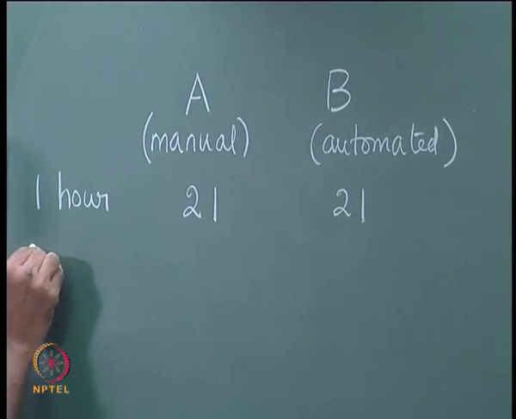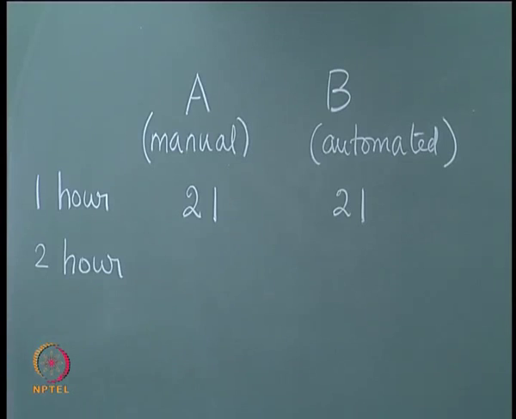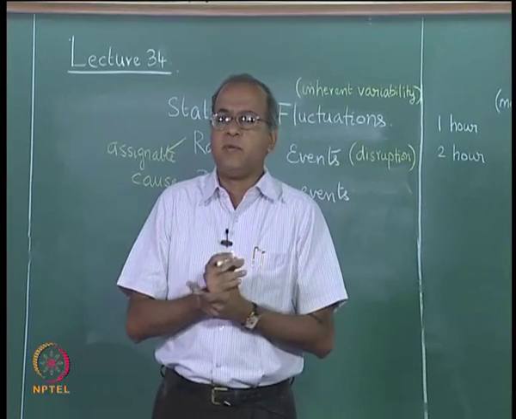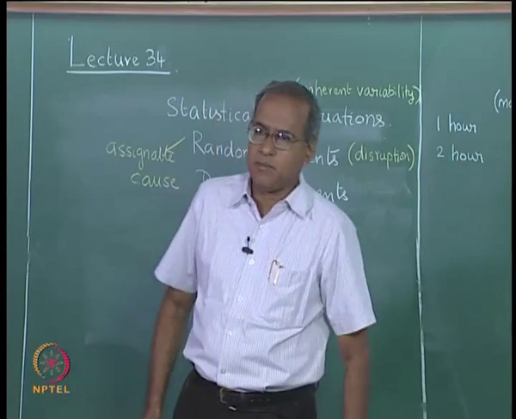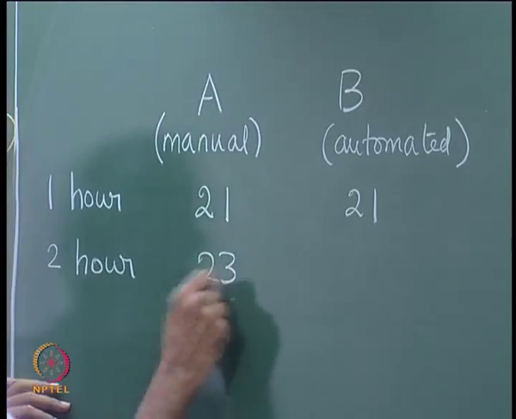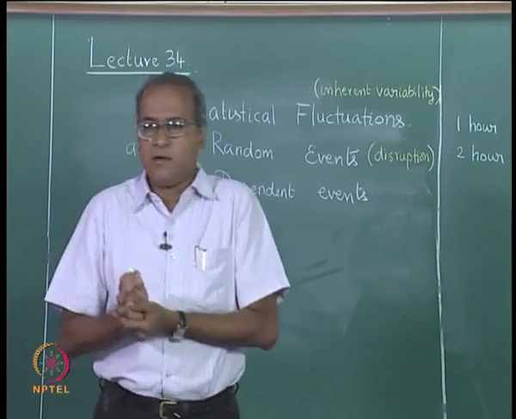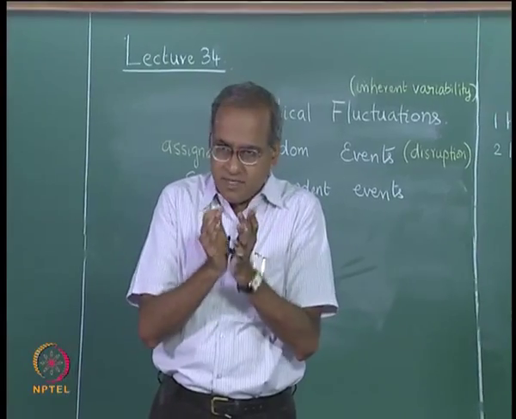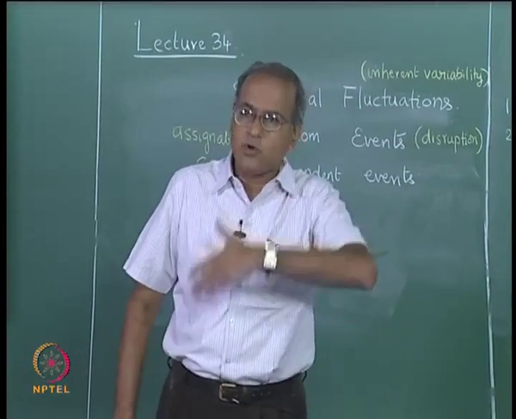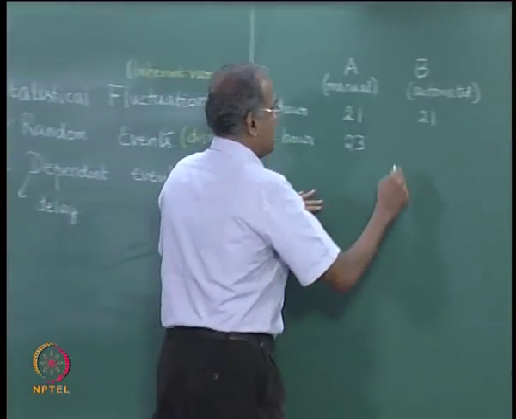Now, we look at the second hour. Let us assume that this person now knows that he has been a little behind, not due to any assignable reason, but has just been a little behind, and let us say this person does 23 pieces in the second hour. Now, the automatic machine will receive 23 pieces, but it can do 25; since it has received only 23, it will do 23.